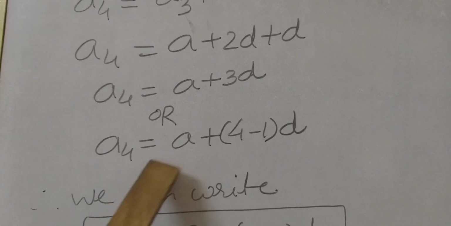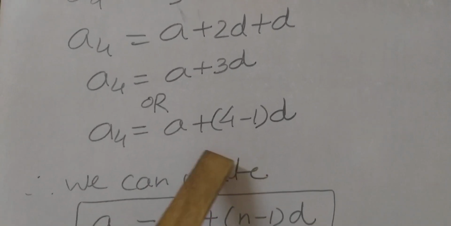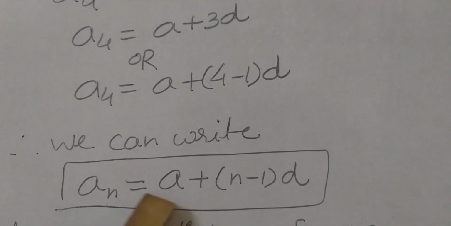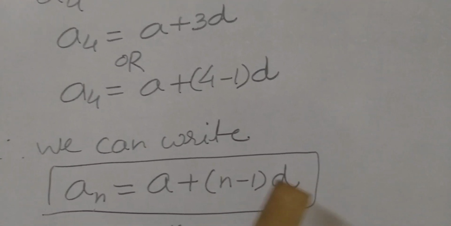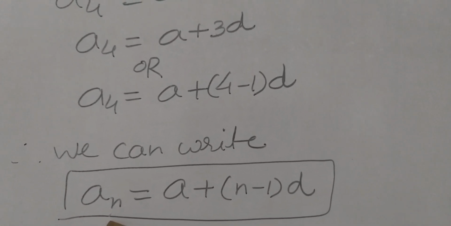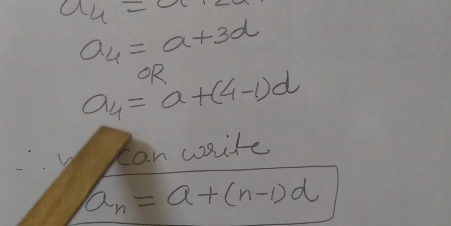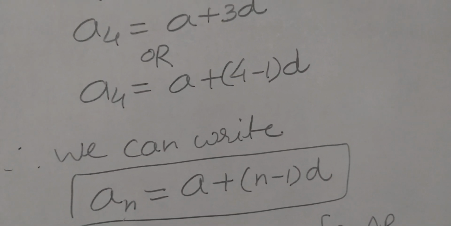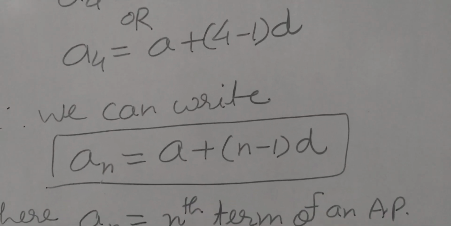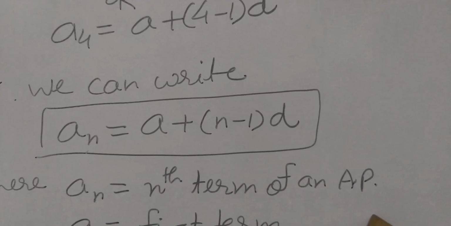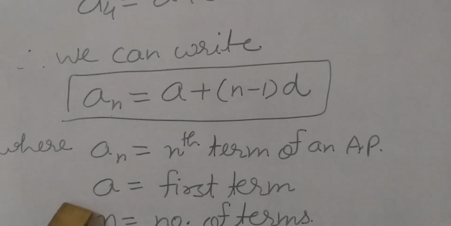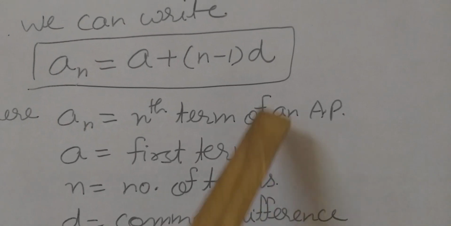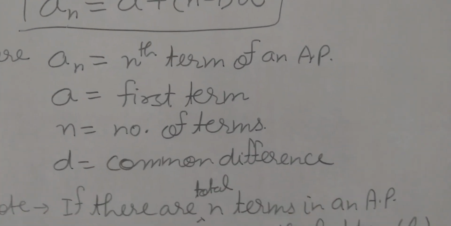Because 4 is here, 4 is coming here also. Similarly, when we write n here, the n will come here also. So An equals A plus (n minus 1)D. An means the nth term. As I told, A4 means the fourth term. An means the nth term. So An equals the nth term of the AP. A is the first term, n is the number of terms, D is the common difference.